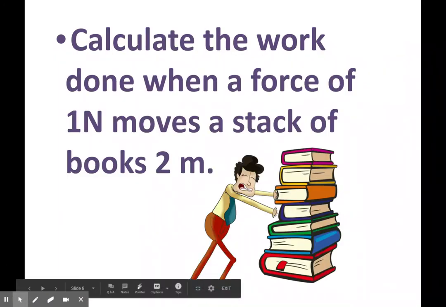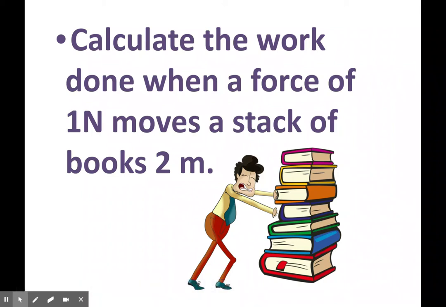Calculate the work done when a force of 1 Newton moves a stack of books 2 meters. So if he's pushing this direction on the books, he's applying a force of 1 Newton. The books move that way 2 meters, so the work done would be 2 joules of work.